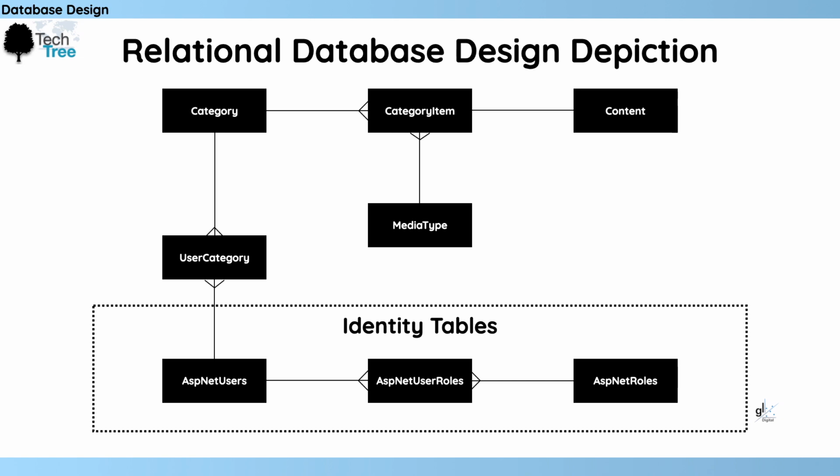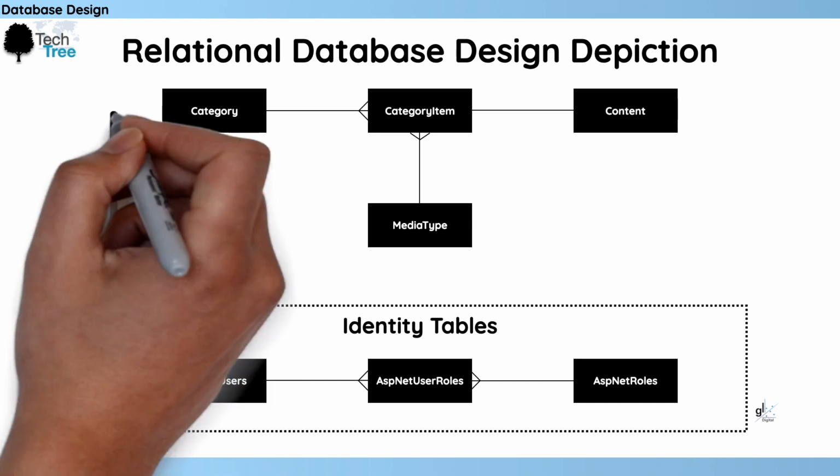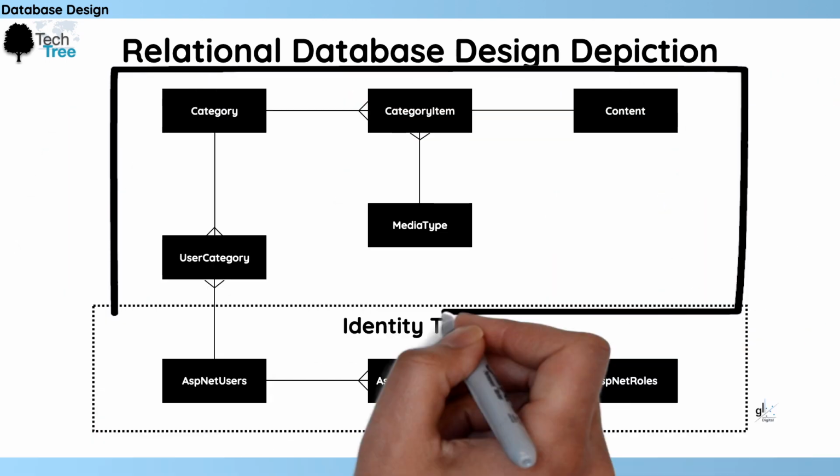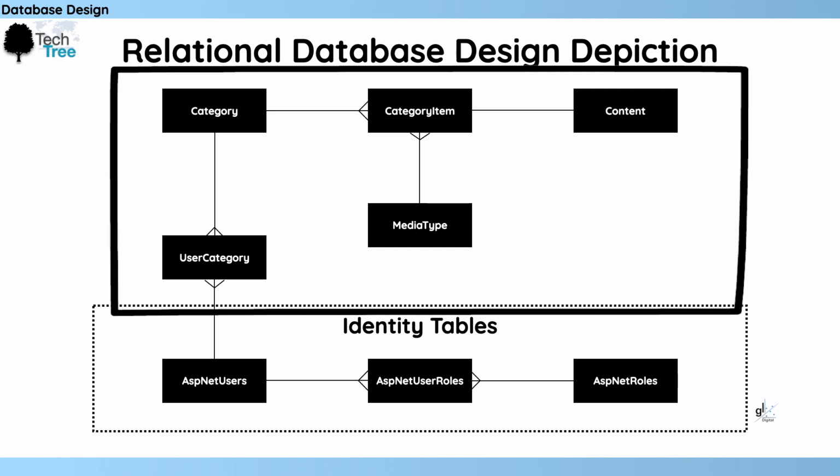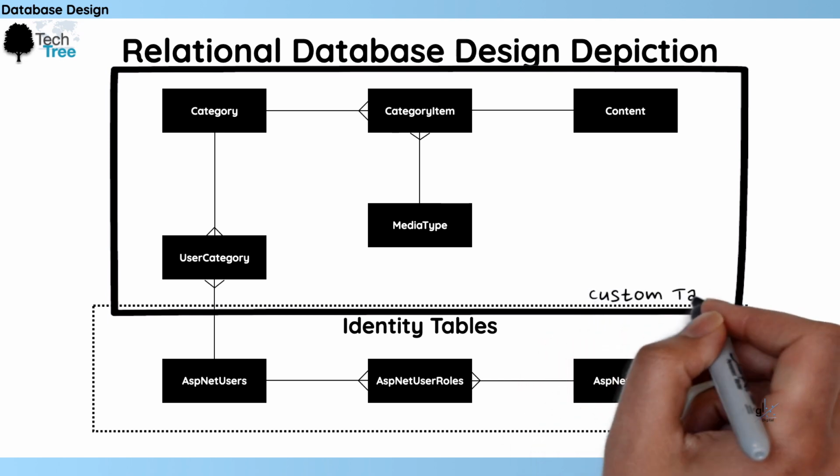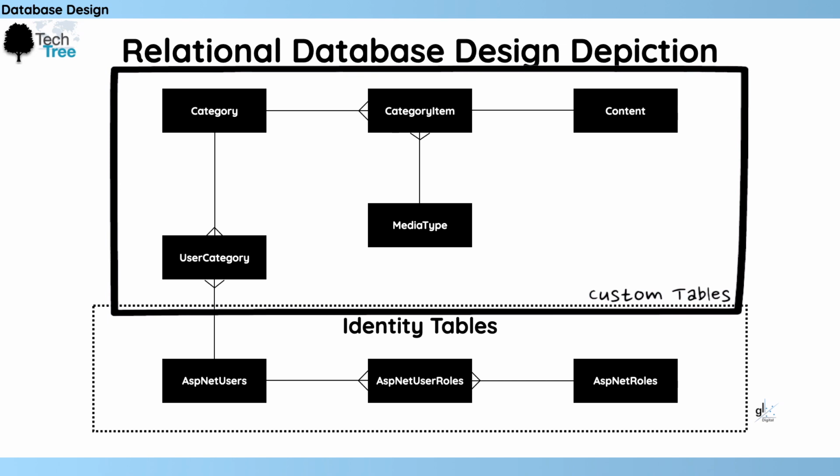So in this video, we are going to build the infrastructure for what I have labeled our custom tables. Note that I've labeled these tables custom tables in order to differentiate these tables from the identity tables. We are going to use Entity Framework Core code-first data migrations to create our custom tables.